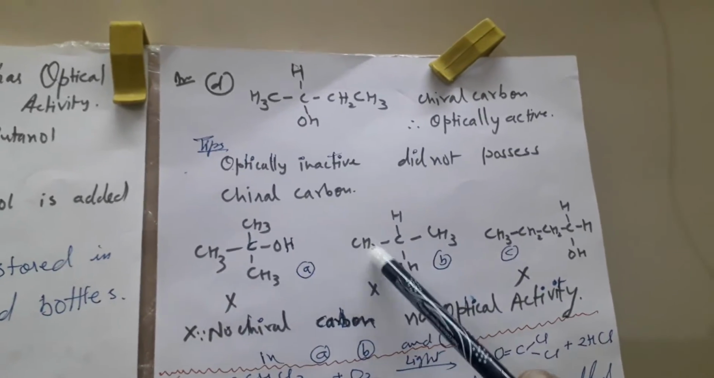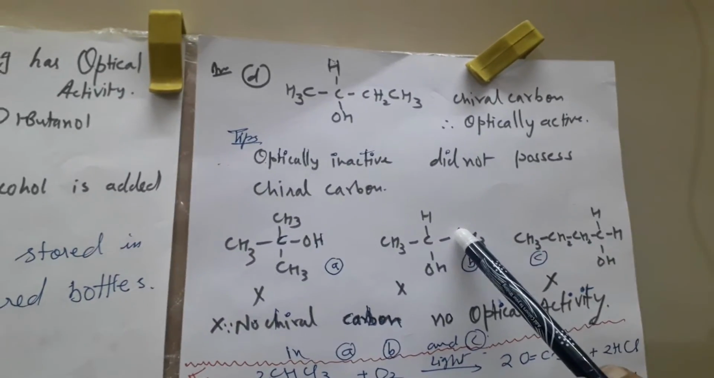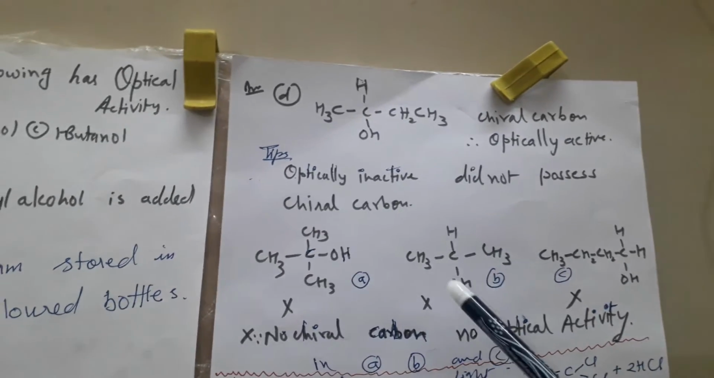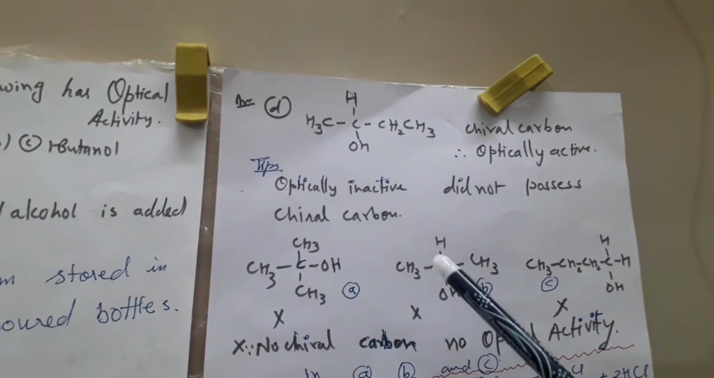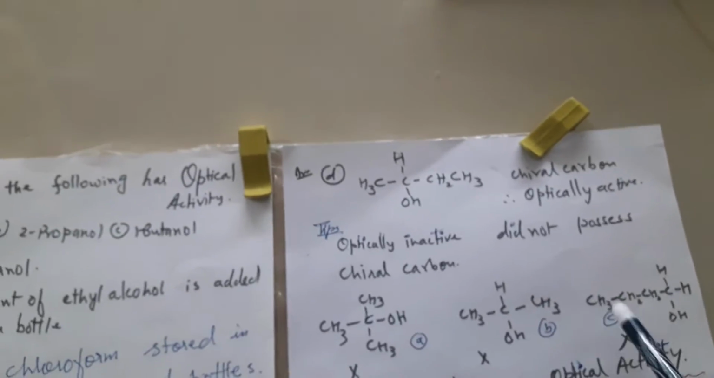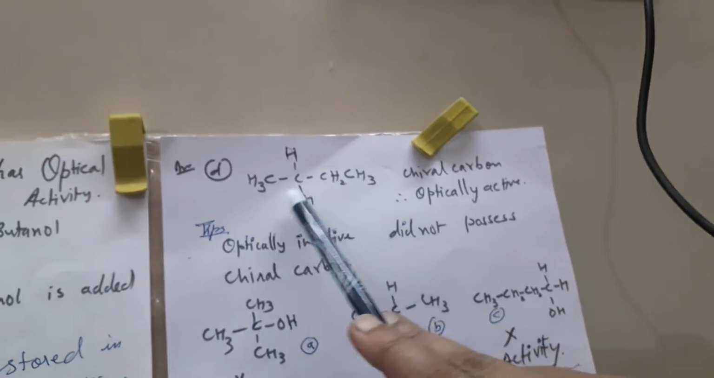Now here see this, CH3, CHOH, CH3, two methyl groups are here. Four different groups are not present, so it is not optically active because chiral carbon is absent. Here also CH2OH is there, so of course there is no optical activity, because these three, A, B and C, do not have a chiral carbon. What is left over here? Only D, 2-butanol.